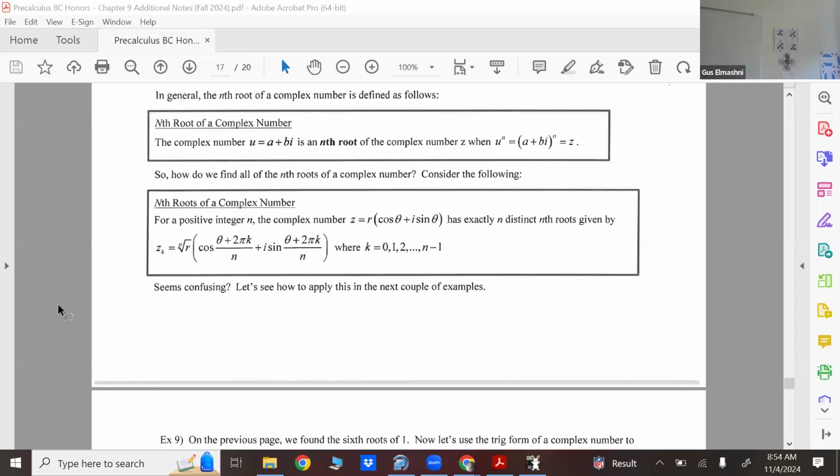It's a little crazy. Here's what's happening. You've got a complex number, right? And the nth roots, by the way, if you're going to find 5 roots, you've got to give me 5 answers. 6 roots, you've got to give 6 answers.